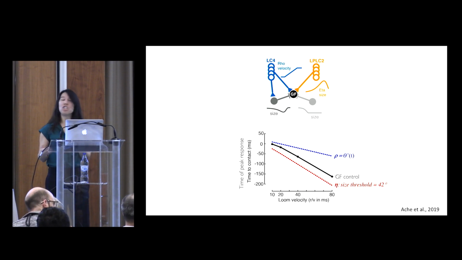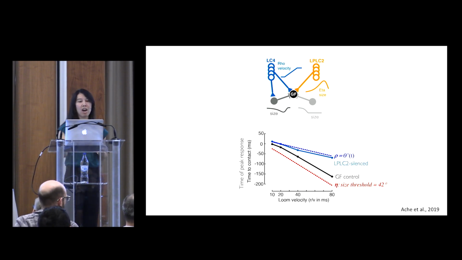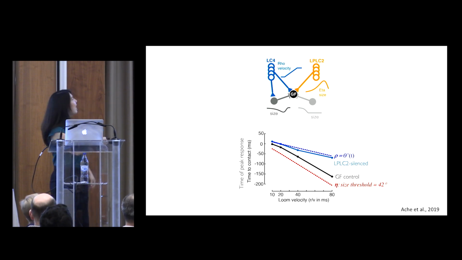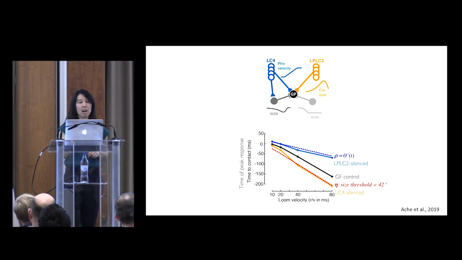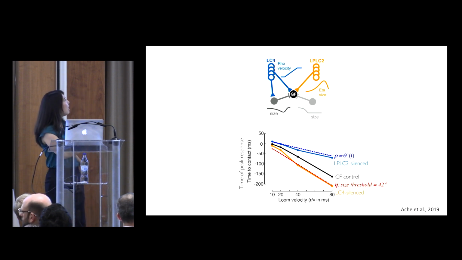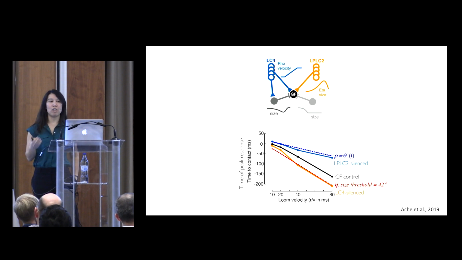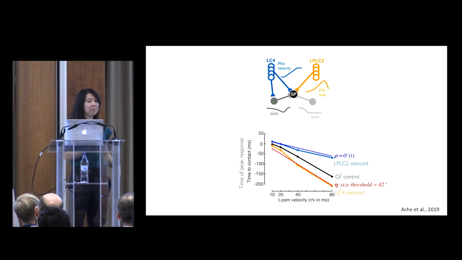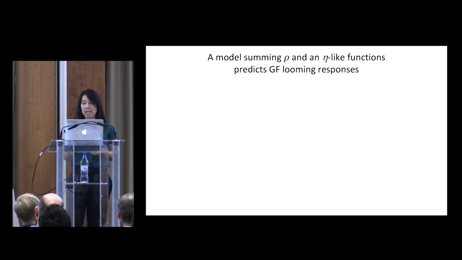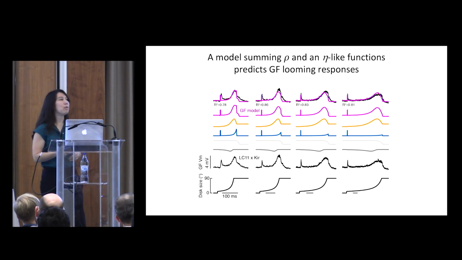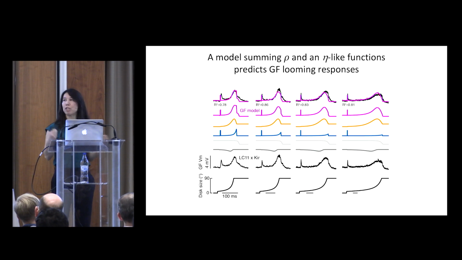And of course, once more, we can check this with our genetic tools. So if we look at our LPLC2 silence data, so we take out eta and we only leave rho, then in fact, our responses lie exactly along the sort of perfect rho prediction. And conversely, if we now knock out the LC4, so we're only left with our sort of size encoder, we get the opposite response. So we really think now that we can predict the giant fiber response to a loom simply based on these two conserved optical variables, rho and eta, along with just a couple small inhibitory elements that I'm not talking to you about today.